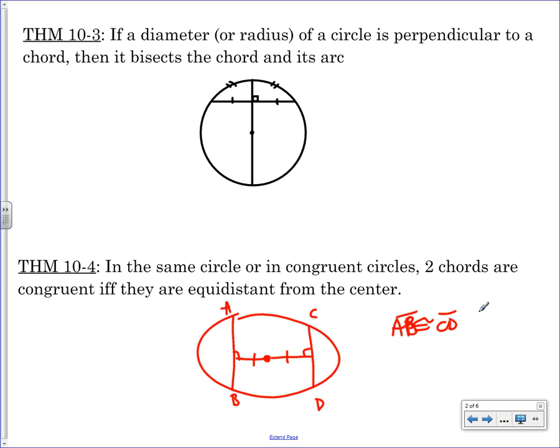That's a picture for what they said. Do you guys see how I drew that? So we have this chord and this chord equally spaced from the center, so therefore they're the same. AB and CD are the same. That's it for the notes. Have I lost anybody anywhere? Okay.